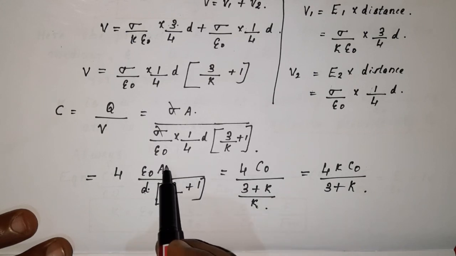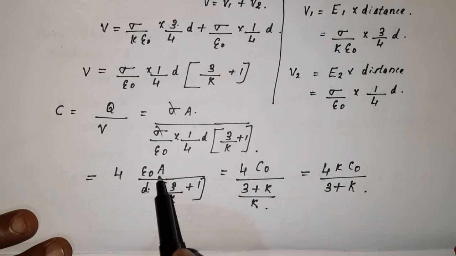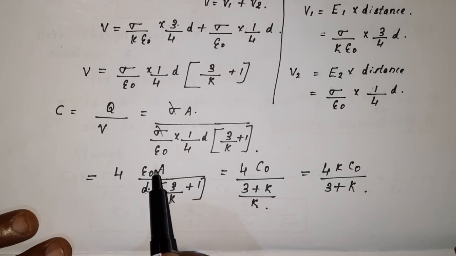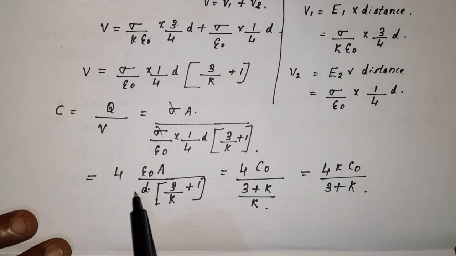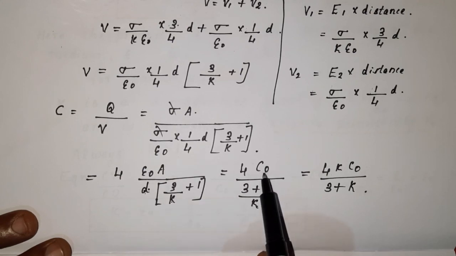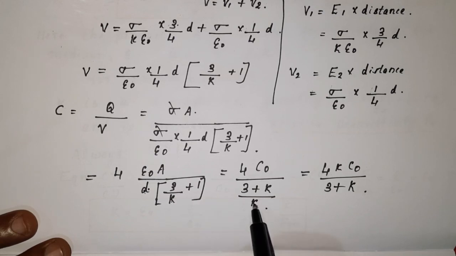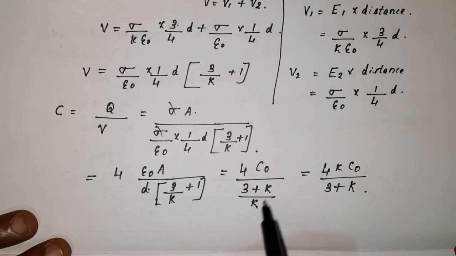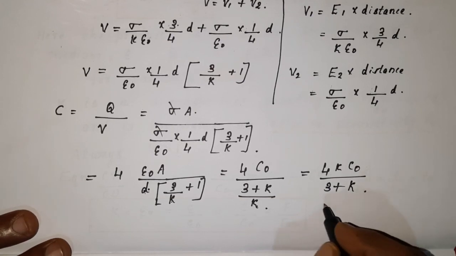In this equation, epsilon 0 A by D is the capacitance of the capacitor in the absence of dielectric, that we can write as C0. So instead of epsilon 0 A by D, I wrote C0, divided by 3 by K plus 1. I took K as common denominator, so 3 plus K by K. Now take that K to the numerator: 4K C0 by 3 plus K. So this is the answer to that question.